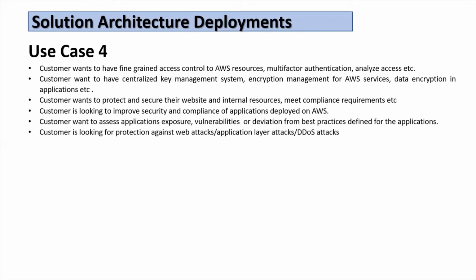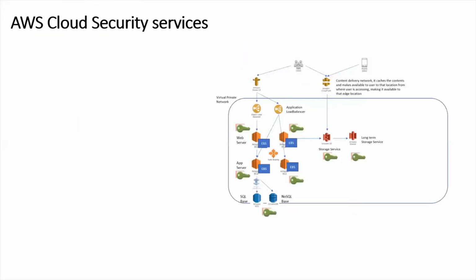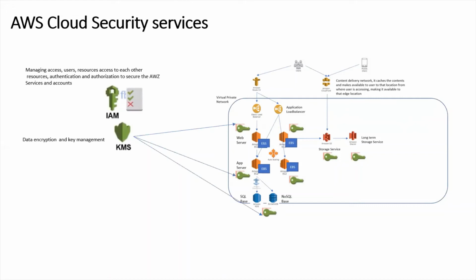In this, we will see the different AWS services that will be used. This is the basic network architecture that we created. This is Identity and Access Management, the AWS service used for managing access, users, and resource access to each other, with authentication and authorization to secure AWS services and accounts. And we have KMS, the AWS Key Management Service, for data encryption and key management, and encryption of web server data, applications, or databases.